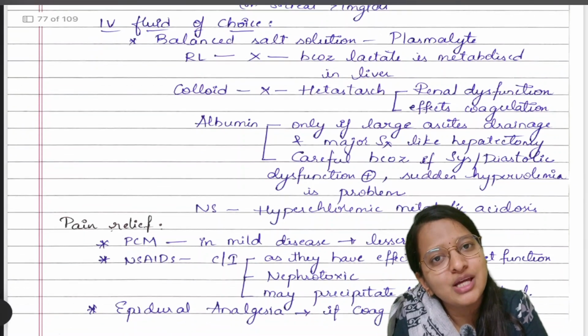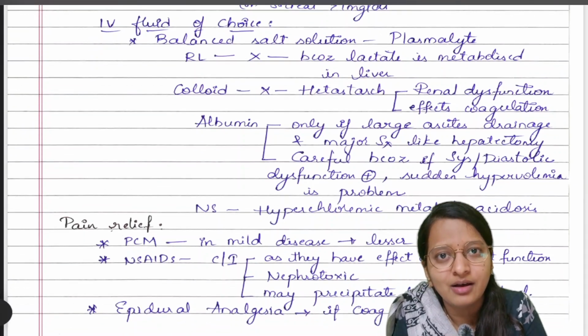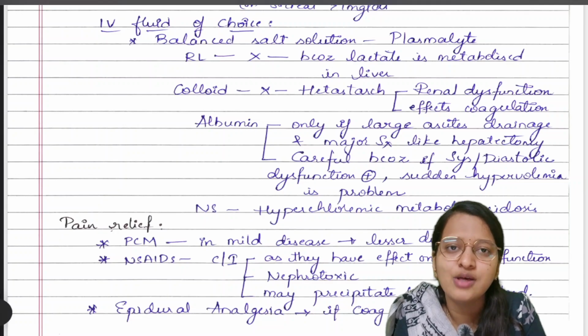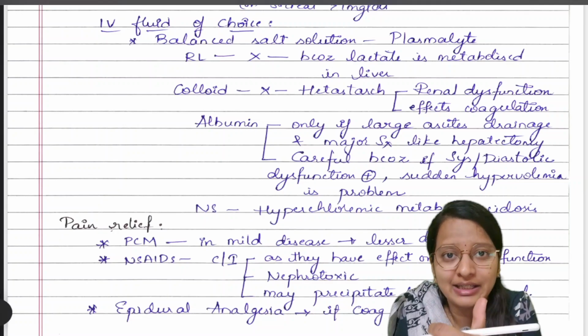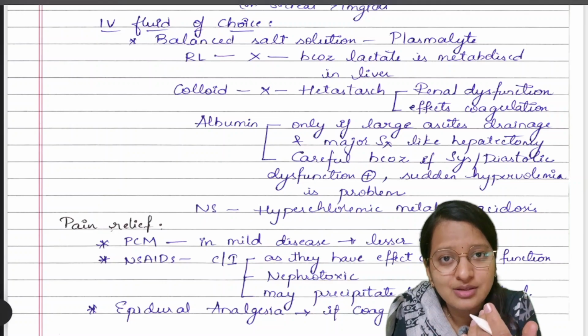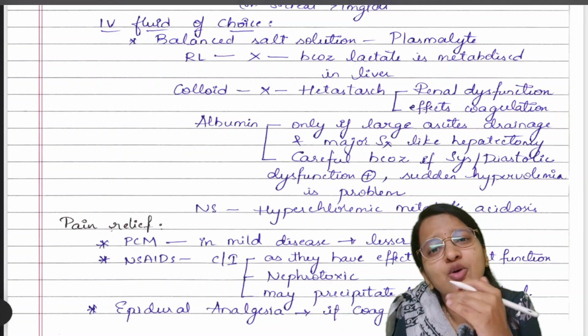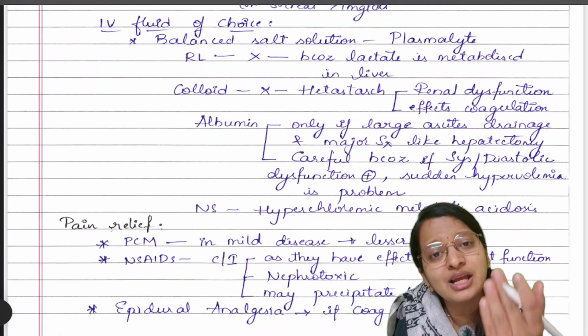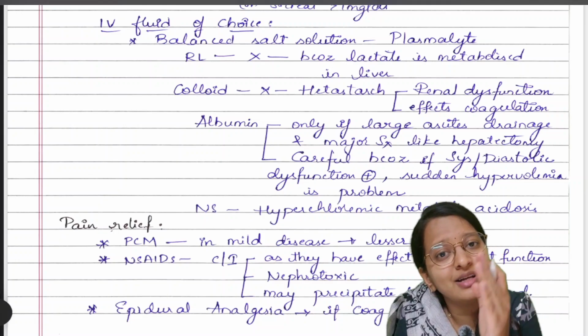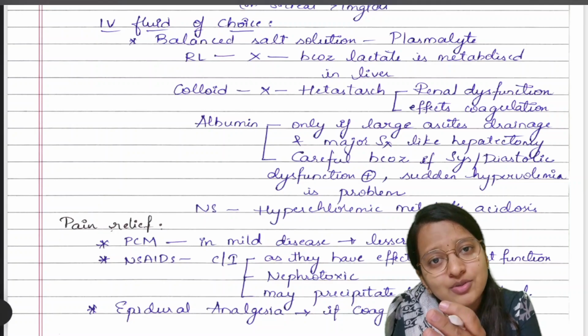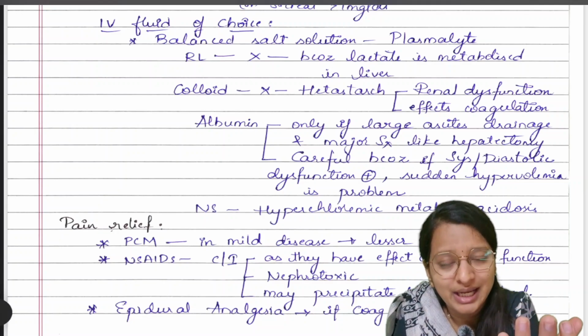My IV fluid of choice will be a balanced solution like plasmalyte, right? Because in RL, I'm afraid of lactate. If I give continuous normal saline, I'm afraid of hyperchloremic metabolic acidosis. If I go with colloid, I'm afraid of renal dysfunction and platelet dysfunction. Because in liver disease, already there is thrombocytopenia and colloid affects your platelets.